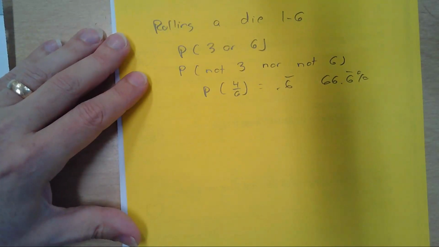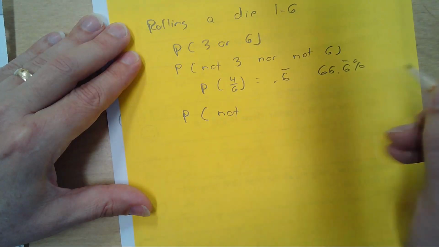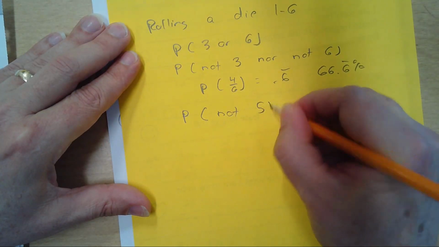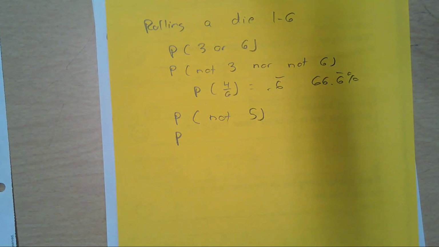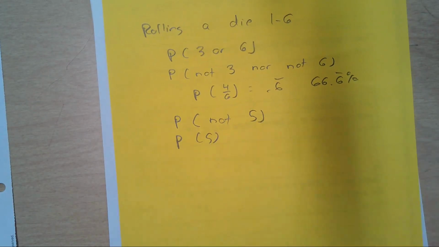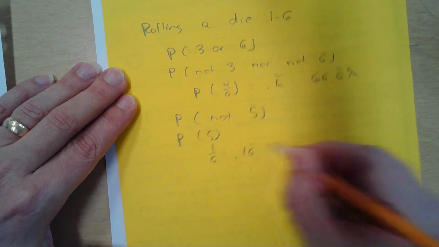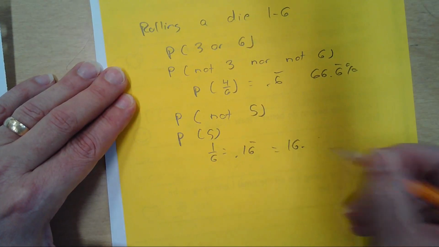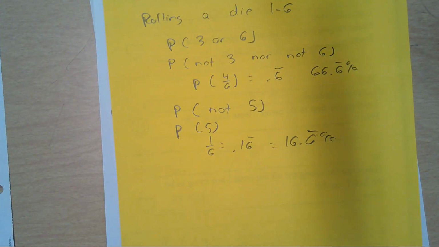What if I said the probability of not 5? So what is the complement of this event? It would be the probability of rolling a 5, 1 over 6, 0.16 repeating, 16.6% repeating. Right. So you see how that works there? Okay.